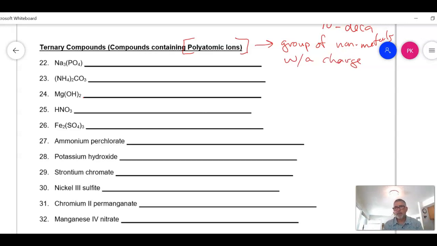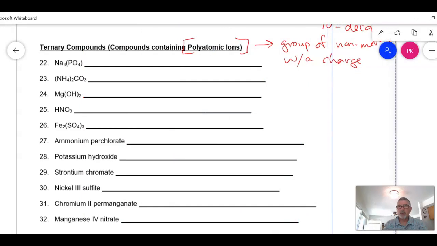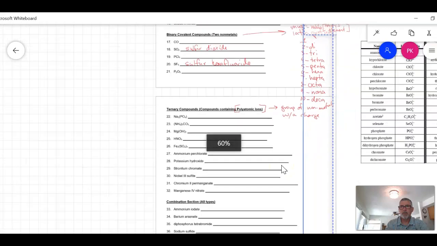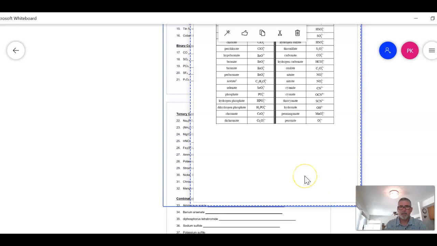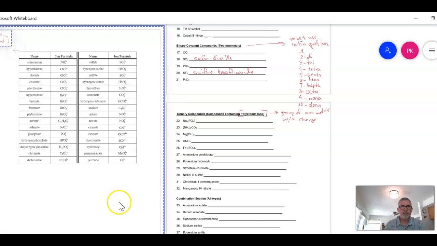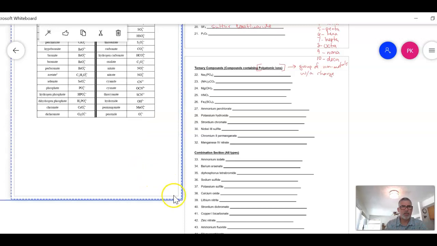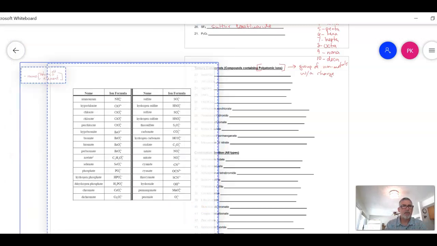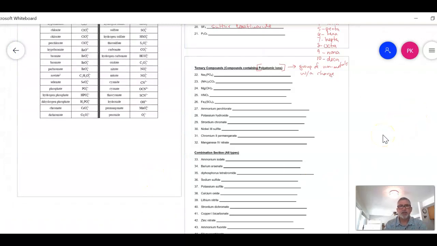Okay, so you have a polyatomic ion sheet. It is right over here. I'm trying to get it so I can move it. I'll put it over on this side. I'm trying to make it smaller, but it won't let me resize it. Huh. I don't know why. All right, so I'll just do it this way.